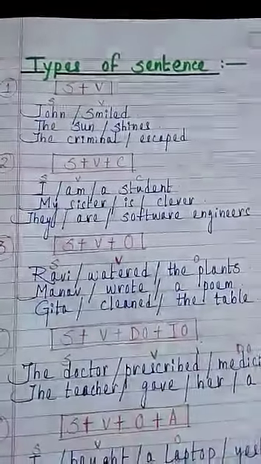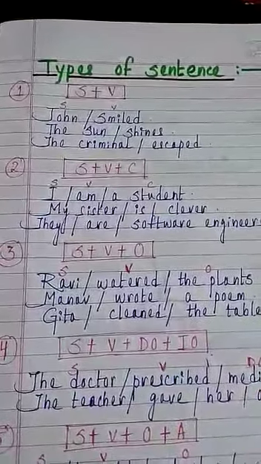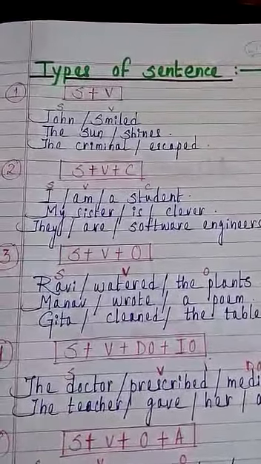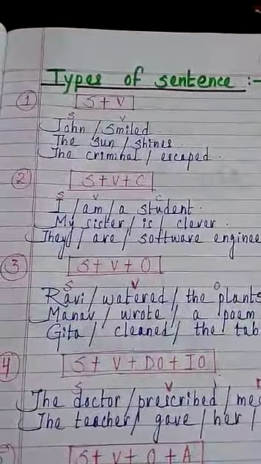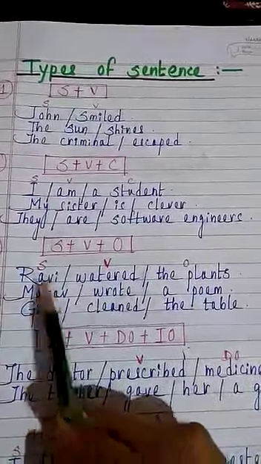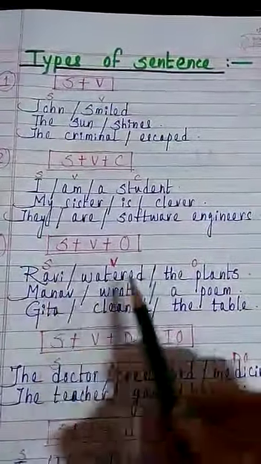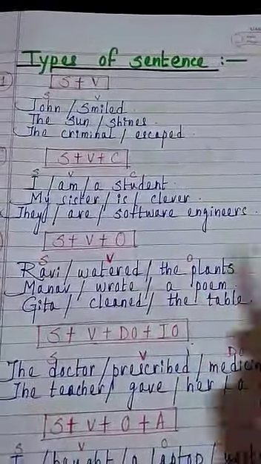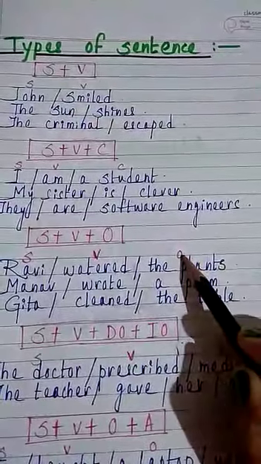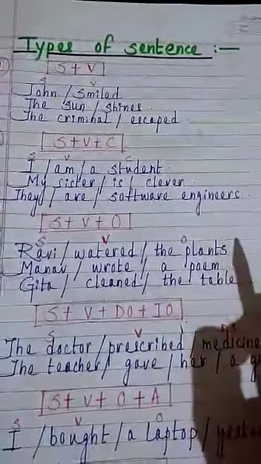Then look at the third type, subject plus verb plus object. In this case student, there are three parts. One subject part, one verb part, and one object part. So look at the examples given here. Rabi watered the plants. Here Rabi is the subject. Water मतलब watering करना, पानी देना. किसको पानी दे रहा था? The plants. Plants here are the object. So by adding subject, verb and object we can make a sentence.